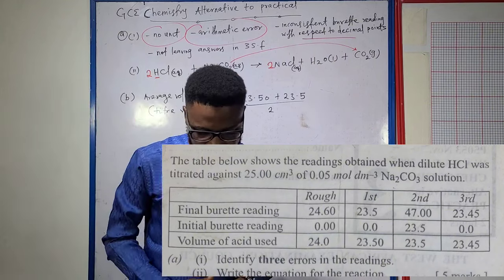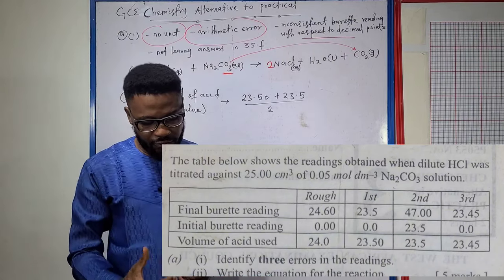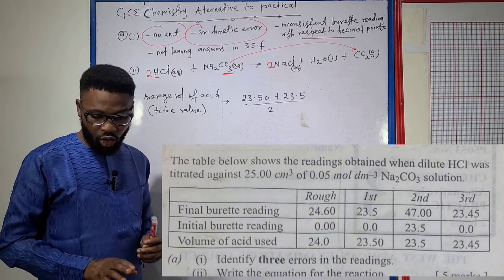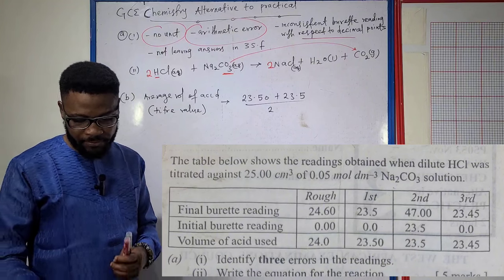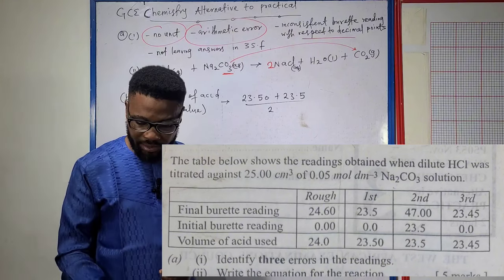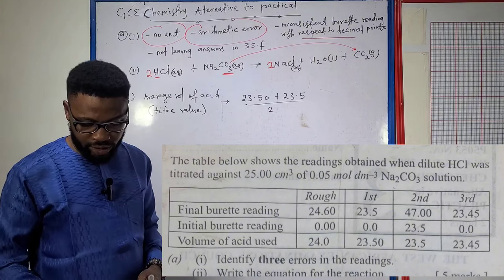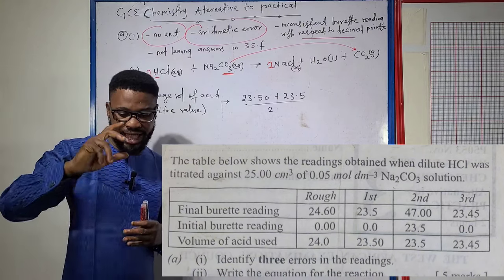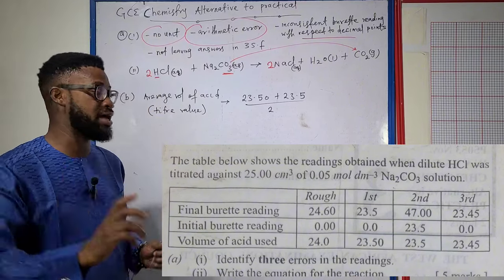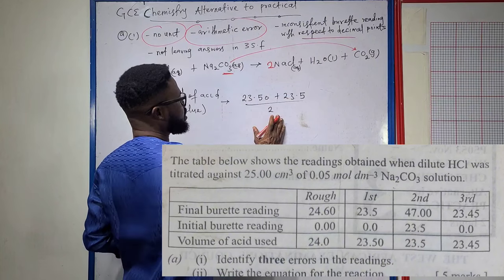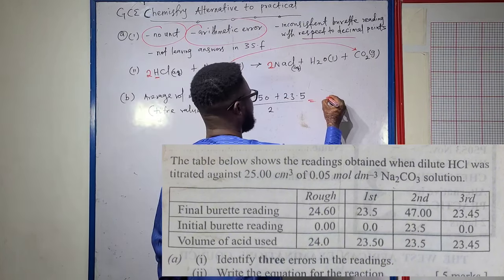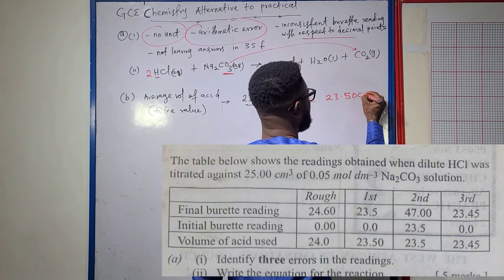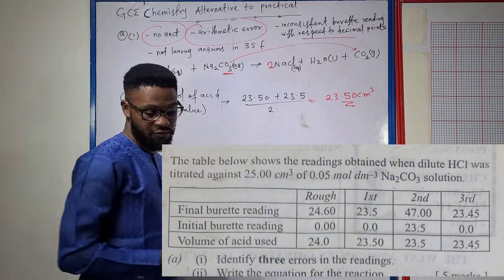Then for question B, we were told to calculate the average volume of acid used, VA. If you look at that table, the first titration and the second titration look very consistent, although in the second titration there are some inconsistencies in terms of the decimal points. But that notwithstanding, 23.50 and 23.5 for the first titration and the second titration, as you can see on your screen, look consistent or concordant. So we'll look for the average or our titre value here, which is still going to give me 23.50, which gives me 23.50 cm³. That's the average volume of acid used.